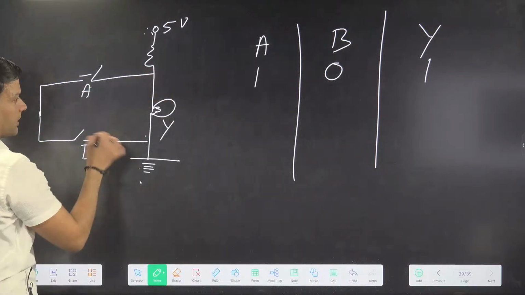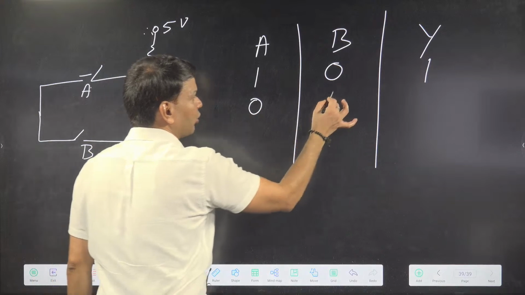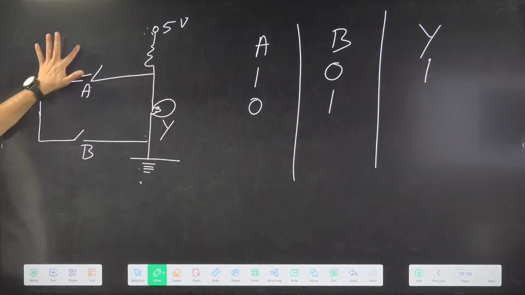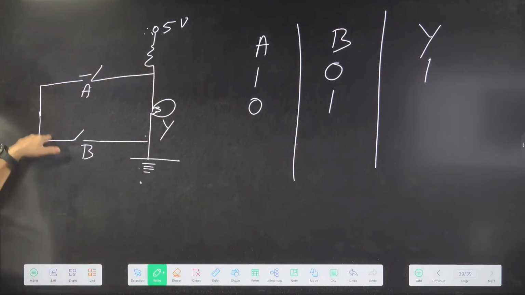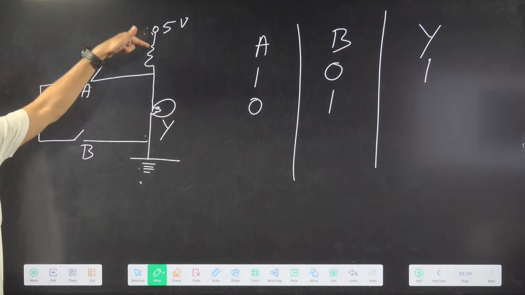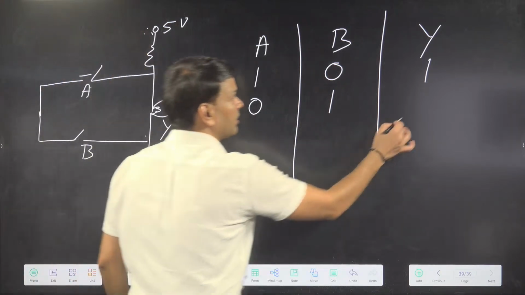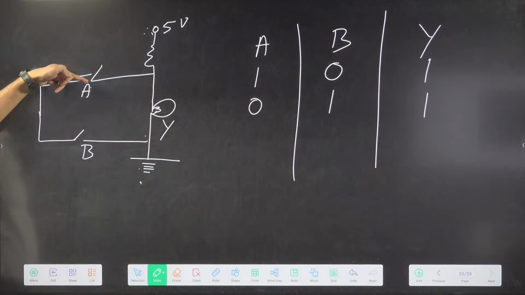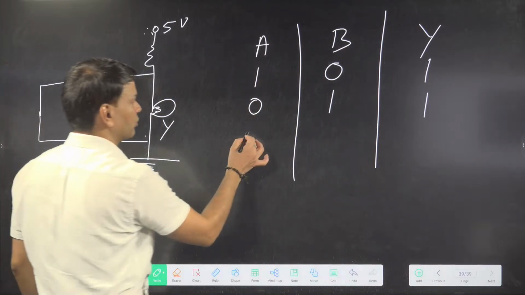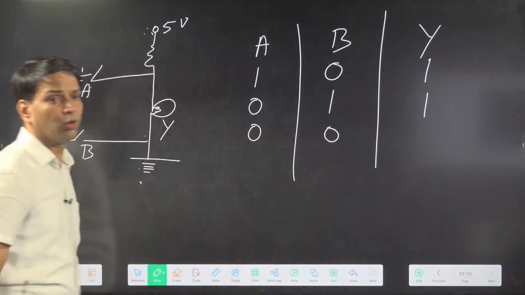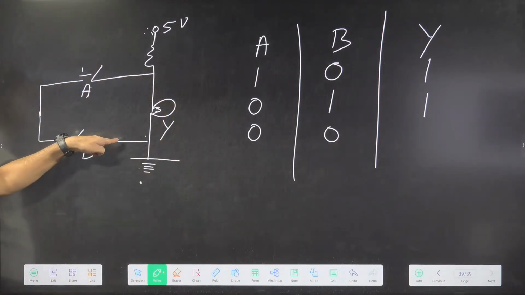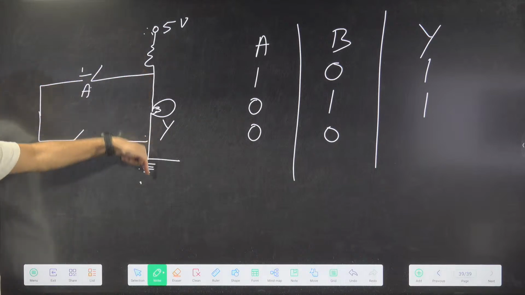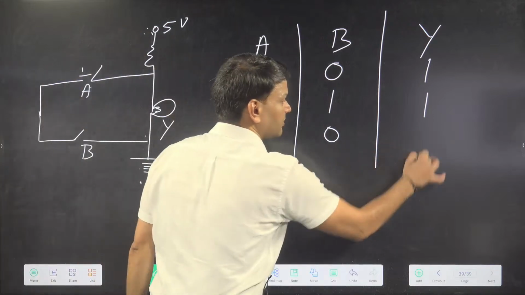Now suppose I open A and close B. Now I open A, so it is still an open path. Current will not go from here, so current will pass through the bulb. Then the bulb will glow. Now I open both, both are 0, 0. When both are open, this path is still an open path, so current will go directly through the bulb. The bulb will glow, so this is 1.